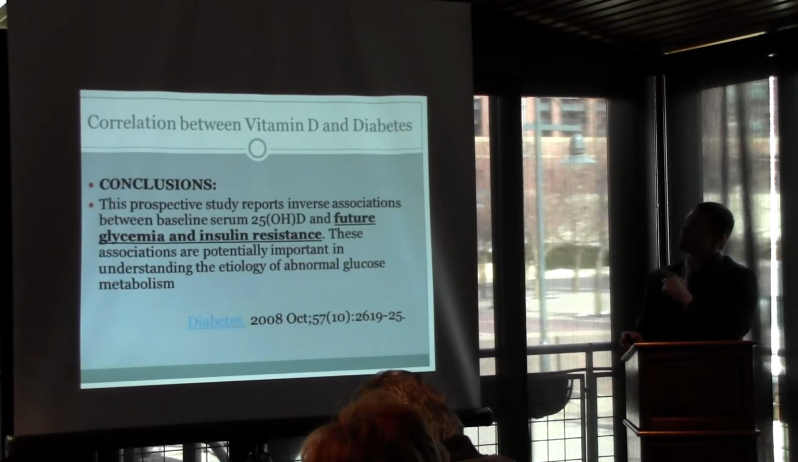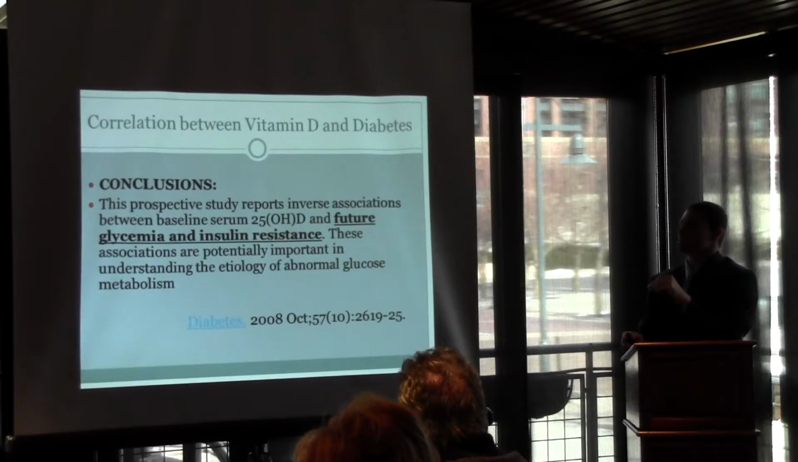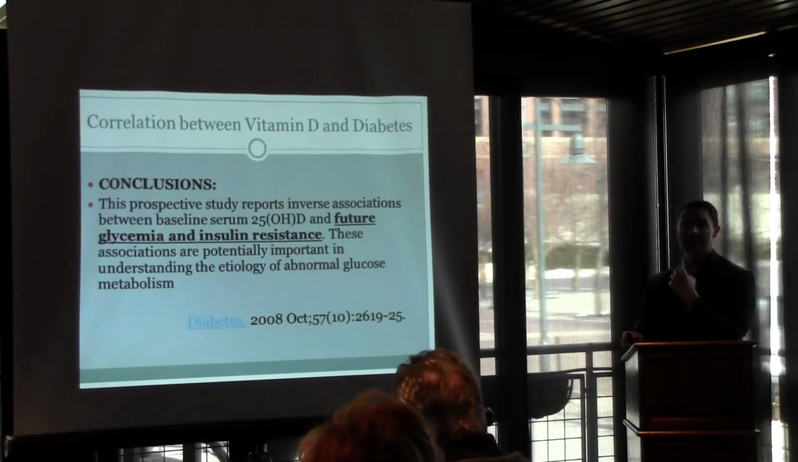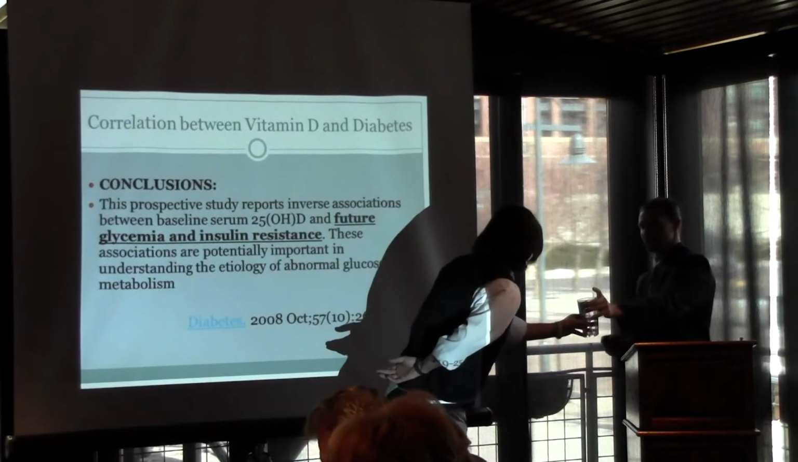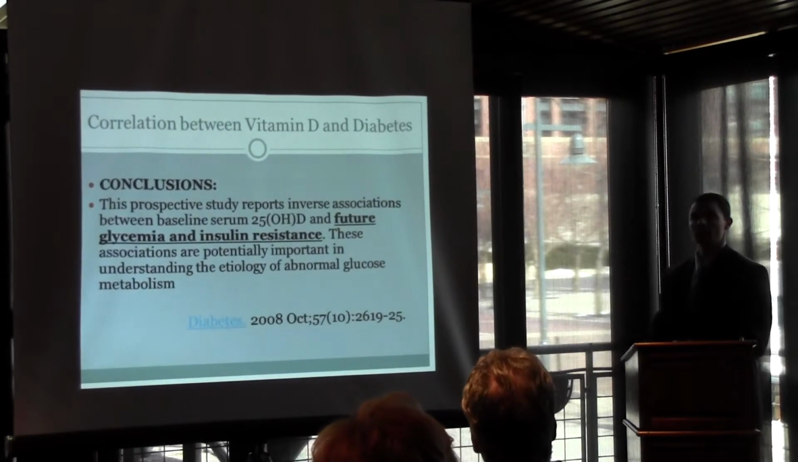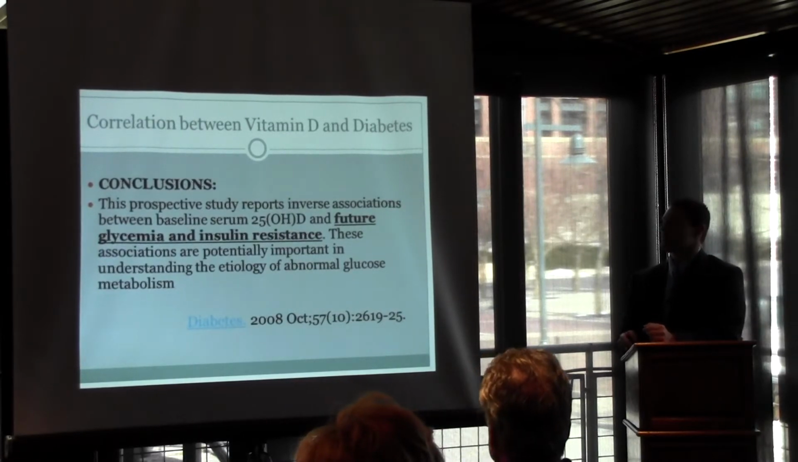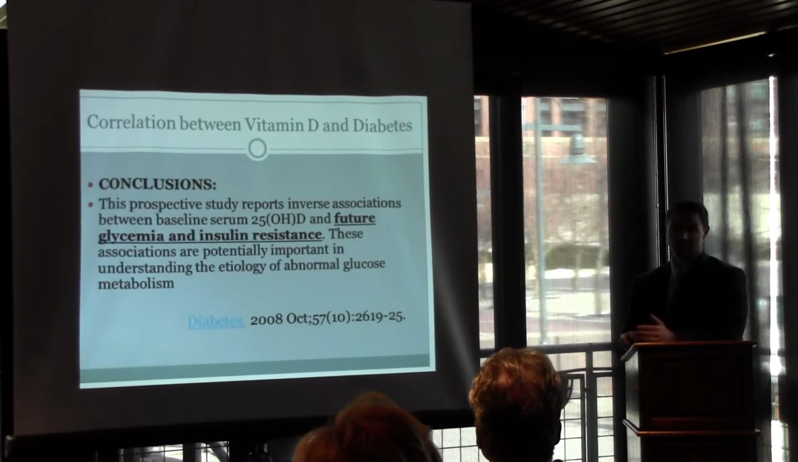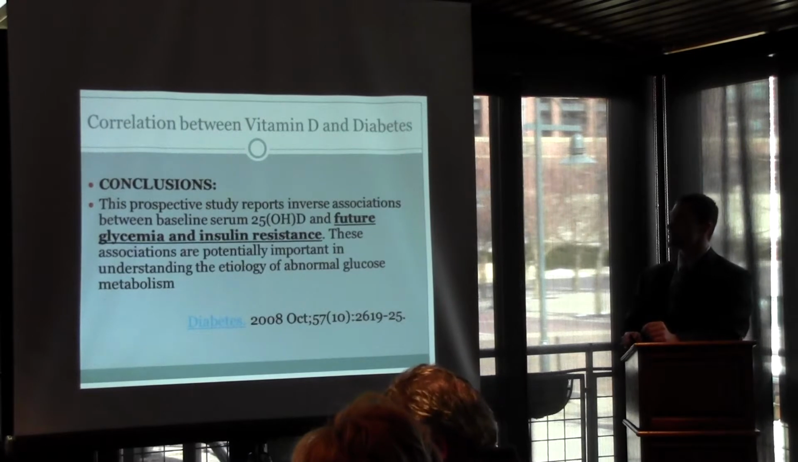So this prospective study reports inverse associations between baseline serum vitamin D and future glycemia and insulin resistance. The takeaway for me on this was future glycemia and insulin resistance. If we don't put that vitamin D back in there, we're setting that patient up for a dysglycemic state. What levels do you target? I'm trying to get patients up around 60 on serum levels with this. If I can get them around 75 and keep them around 75, I like to do that, but 60 is kind of my minimum of where I want to see them.